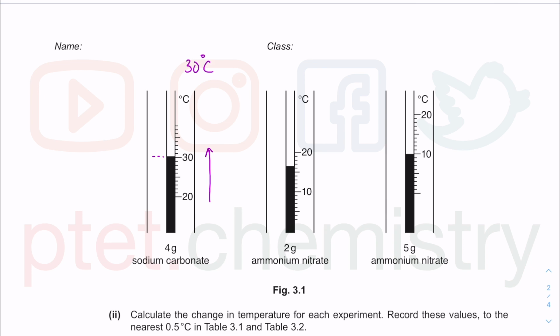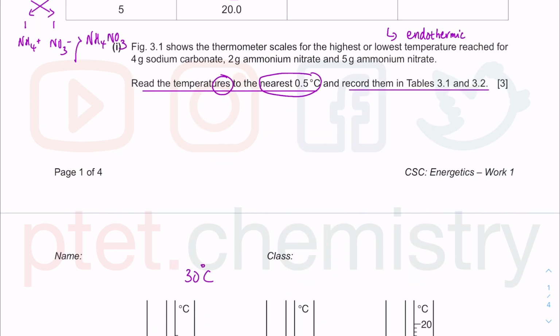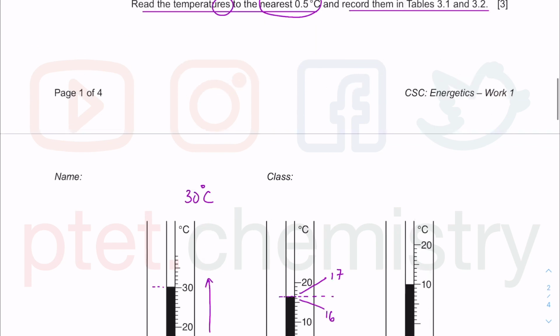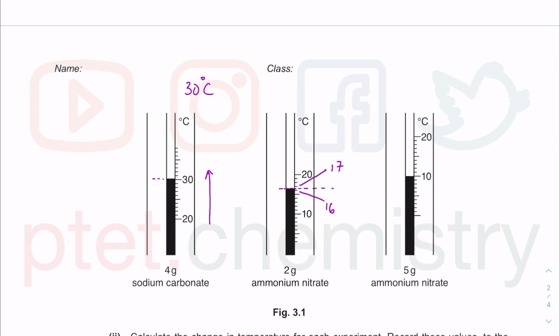How about this next one? If you read carefully, this is in between those 2 small lines there. So what we have there is 16 and what we have there is 17, because you have 15 for this slightly longer line, and then 16, 17, 18, 19, 20. So this thing is in between 16 and 17. If you read back the instruction, read the temperature to the nearest 0.5 degrees Celsius. So we cannot read it as 16, we cannot read it as 17, we have to read it as 16.5 degrees Celsius for this particular reading for ammonium nitrate 2 gram.